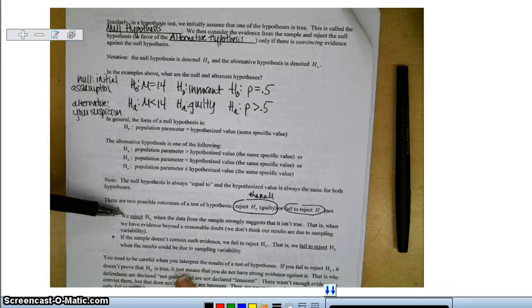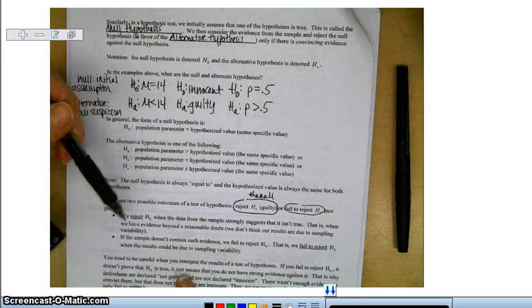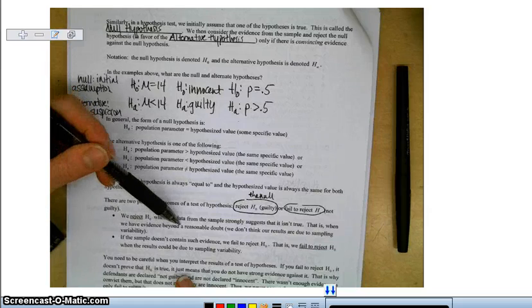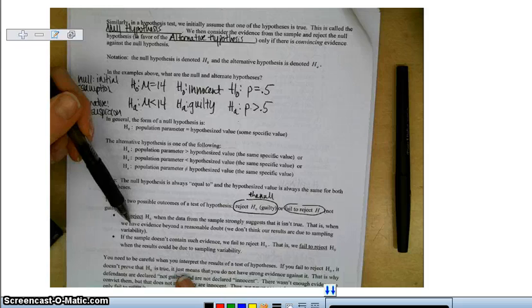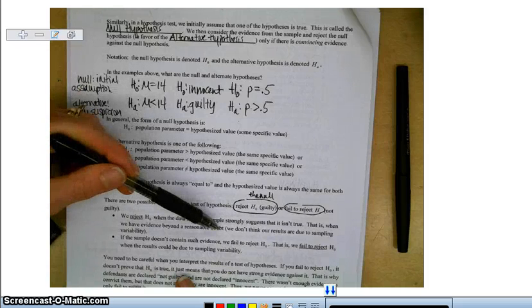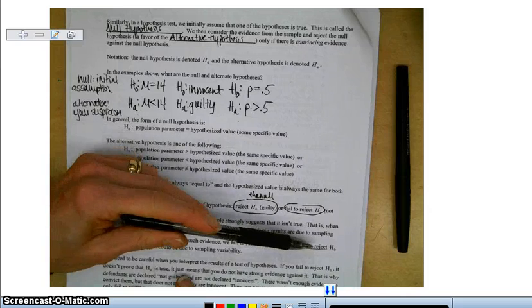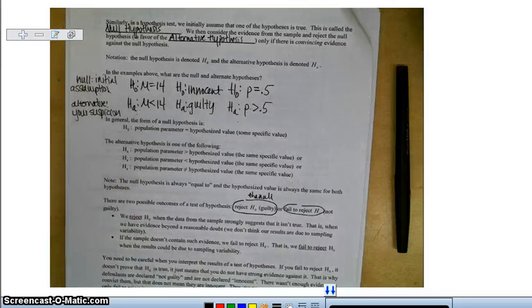We reject the null when data from the sample strongly suggests that it isn't true. That is, when we have evidence beyond a reasonable doubt, we don't think the results are due to sampling variability. If the sample does not contain such evidence, we fail to reject the null. That is, we fail to reject the null when the results could be due to sampling variability.